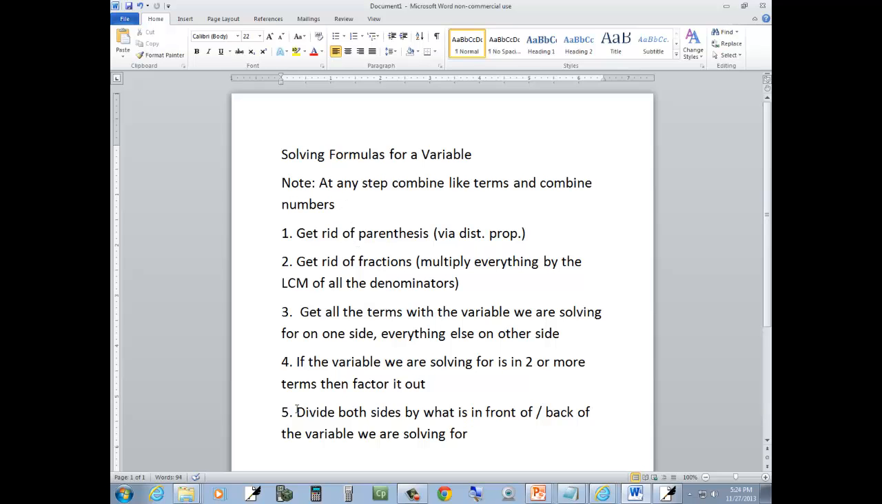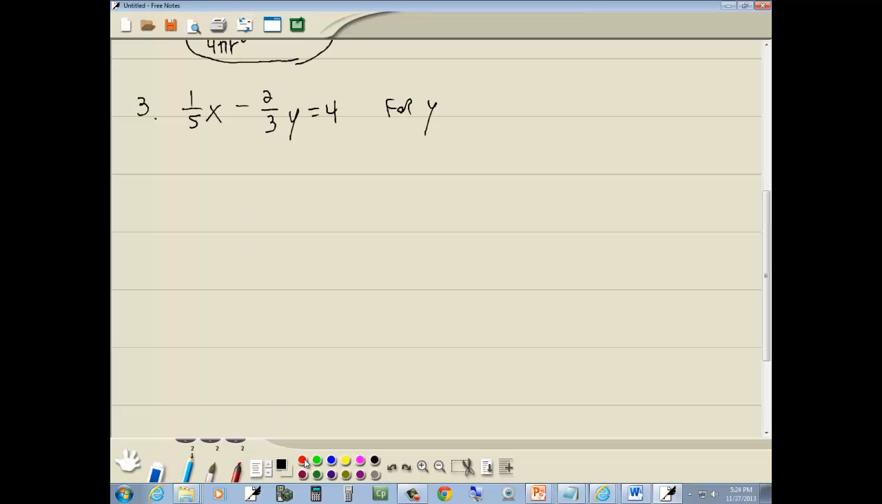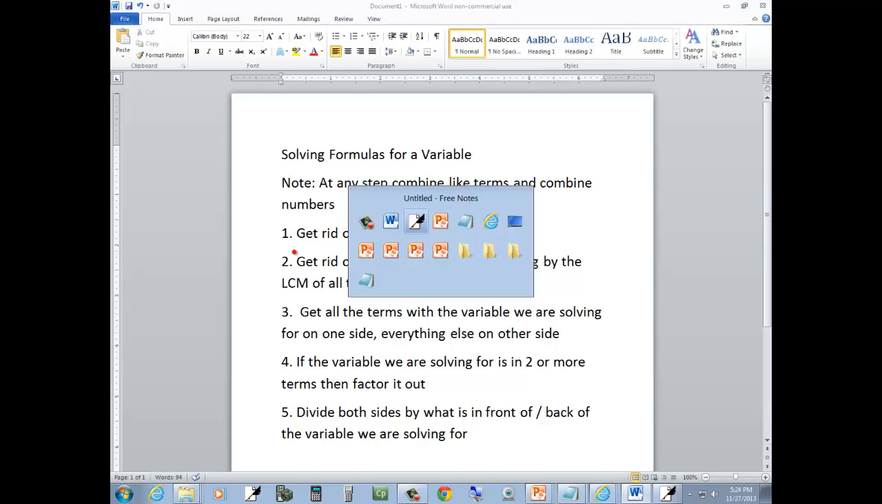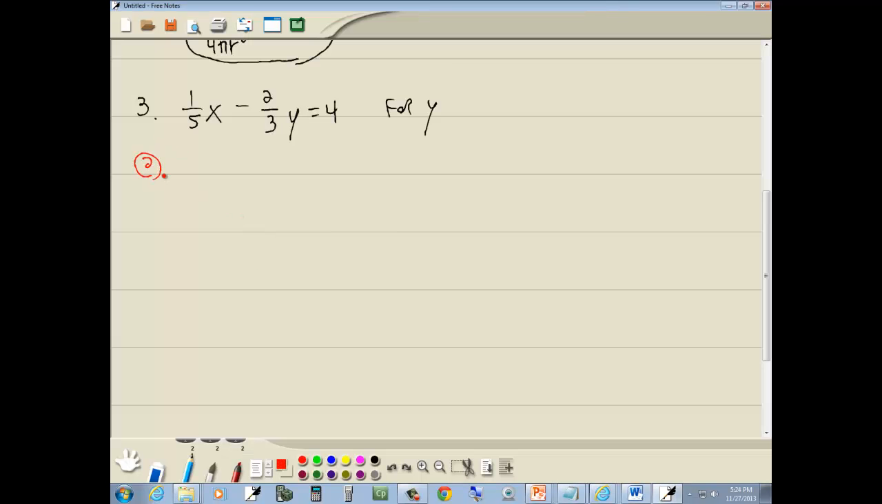Okay, first step, get rid of parentheses. Don't have any. Step 2, get rid of fractions. Multiply everything by the LCM of all your denominators. Well, we got 2 denominators, 5 and 3. Our LCM would be 15. So we're going to multiply the 1/5 x by 15 minus 15 times 2/3 y equals 15 times 4.